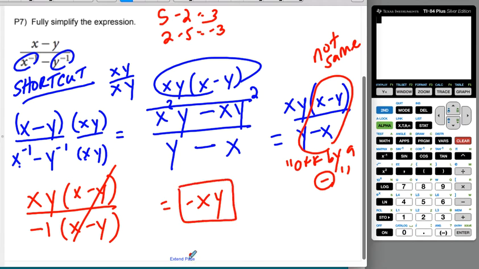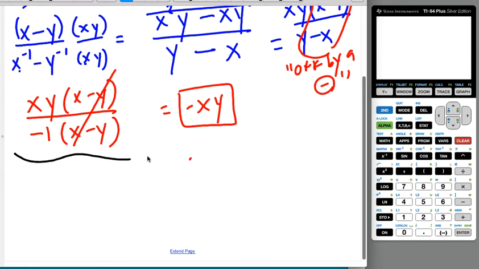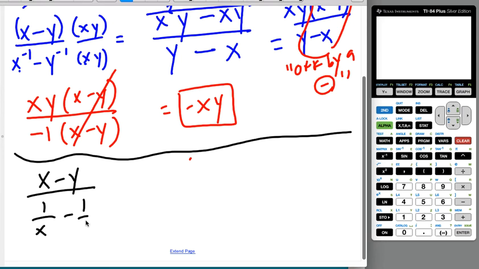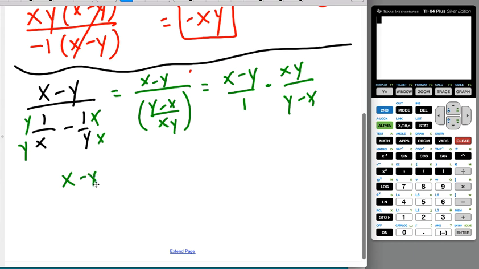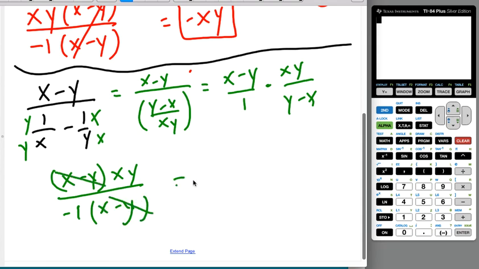Now, that's the shorter way, right? The slightly longer way, or just a slightly different way, if you feel more comfortable with it, we have x minus y on the top. This is actually a 1 over x minus a 1 over y, and I could get a common denominator on the bottom, right? I'd multiply by y over y and x over x, so I would get x minus y on the top. On the bottom, I get y minus x on top of this new common denominator. So now I have an x minus y, technically over 1, times the reciprocal of that. And now I find myself in basically the same spot, where I have an x minus y times an xy, and on the bottom I have a negative 1 times that x minus y. They cancel, and again I get a negative xy.